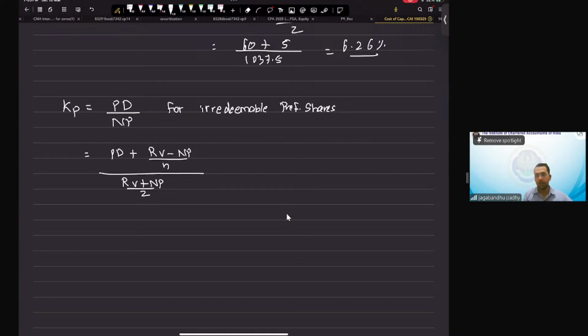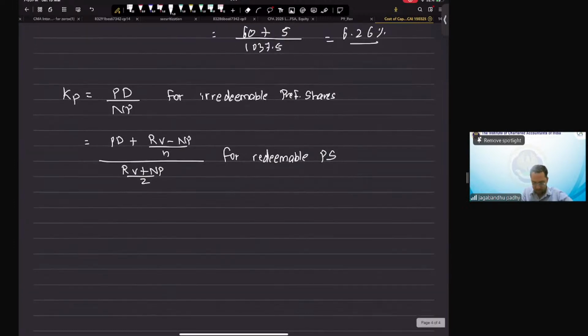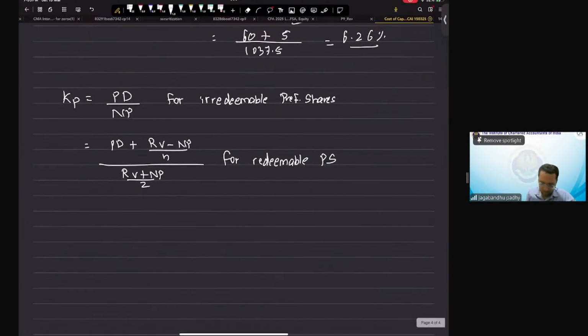The cost of preference shares is preference dividend upon net proceeds, and for redeemable preference share, that's going to be preference dividend plus RV minus NP upon N, the whole divided by RV plus NP by 2, or I can say average of it. Now, this is the similar formula, so I'm not focusing more on that.